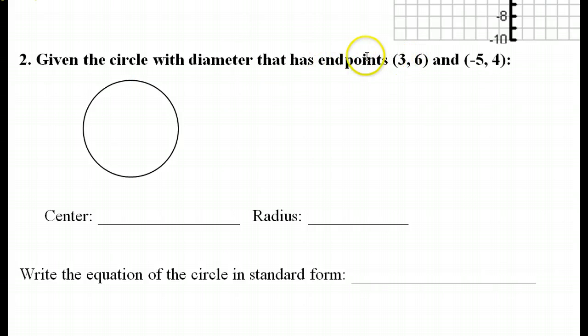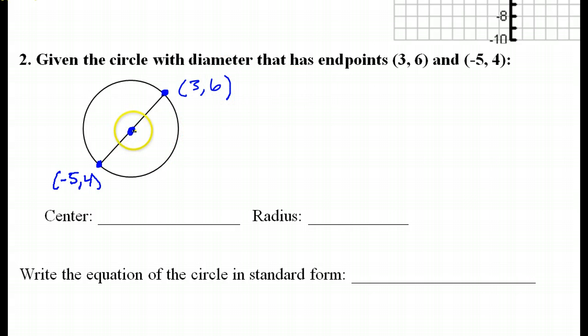So 3, 6. Let's just say it's here. Alright, so let's call this 3, 6. And let's see. They're talking diameter, so you should be picturing a segment going right through the center of the circle, because what I just drew would be the diameter. Alright, so the center, let's say, is here, whatever that is, and we have this other point over here, so -5, 4. Alright, so you should have drawn a picture similar to this.